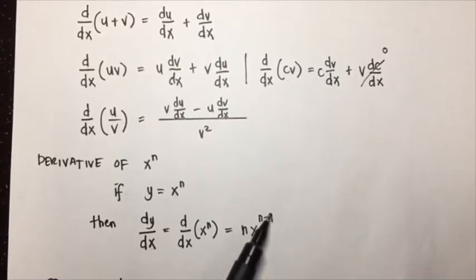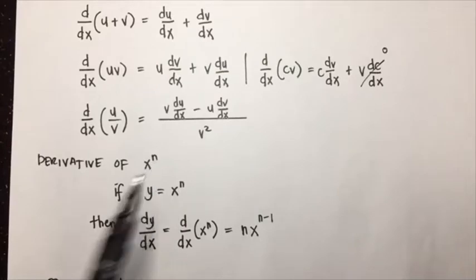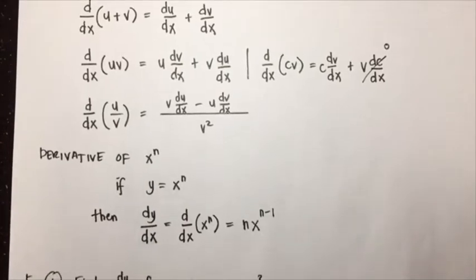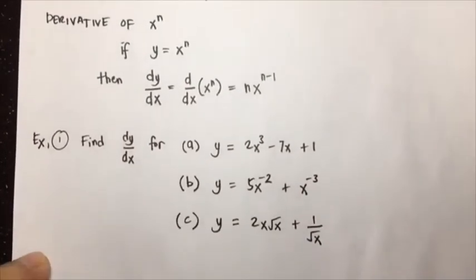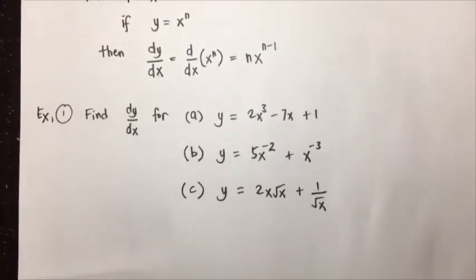Okay, so it's this very simple formula: n x raised to n minus 1. That is the derivative of x raised to n. So let's try some examples for this.